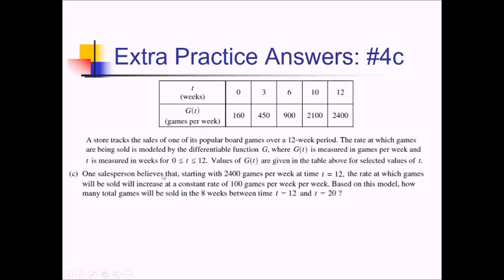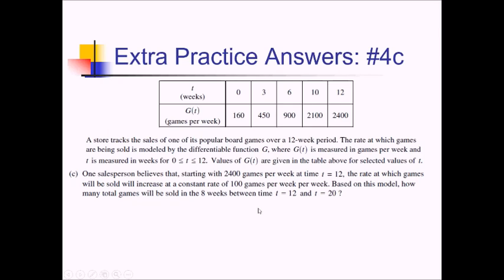Based on this model, we want to know how many total games will be sold in the 8 weeks from time 12 to time 20. So the general question here, how many games are we selling, that's going to be an integral that we need to use on the interval from 12 to 20. But what are we integrating? We have to come up with basically a g function to integrate on this interval.